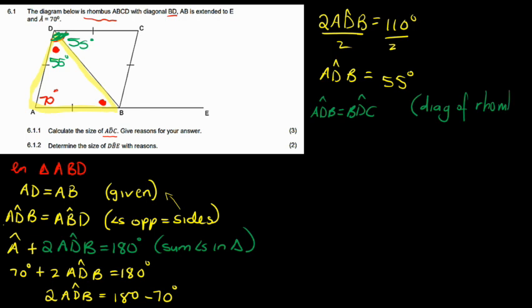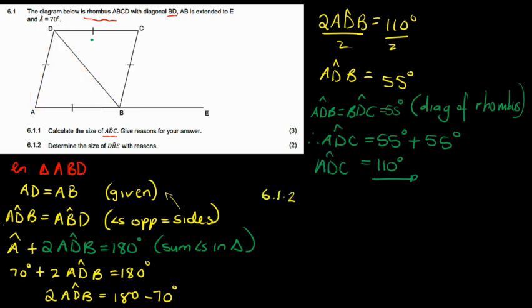Guys, this reason is enough according to the memo guidelines. It is enough to just say diagonals of a rhombus; you don't have to say diagonals of a rhombus bisect interior angles. So let's finish it off. Both of them will equal 55 degrees. Therefore angle ADC is equal to 55 degrees plus 55 degrees, and the answer is 110 degrees. And that's it. It says we must now find angle DBE.